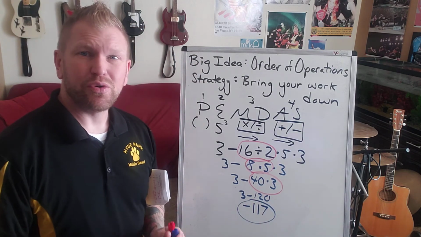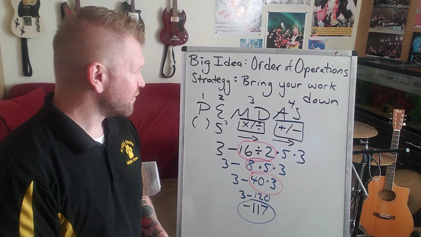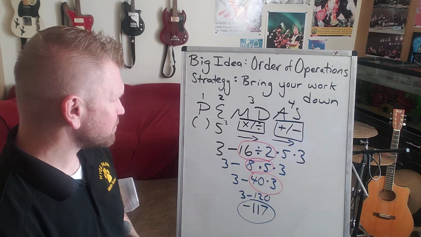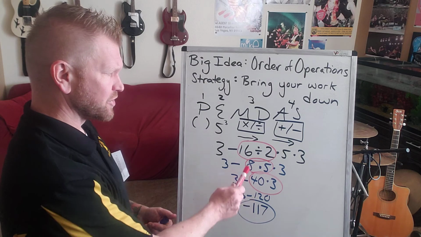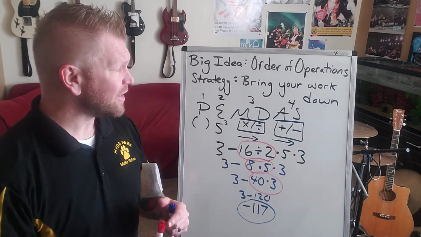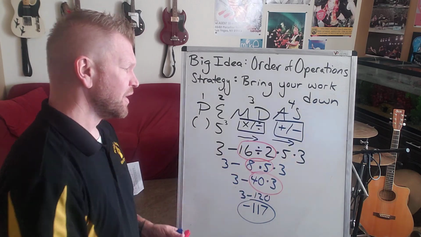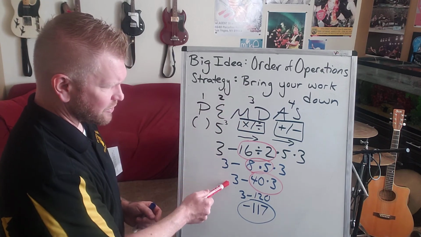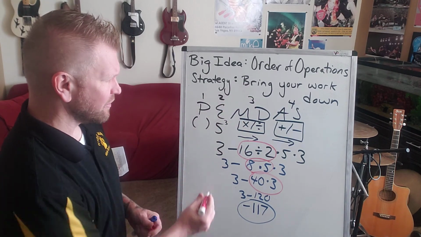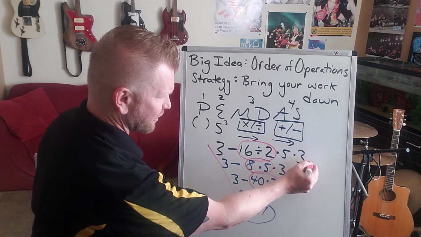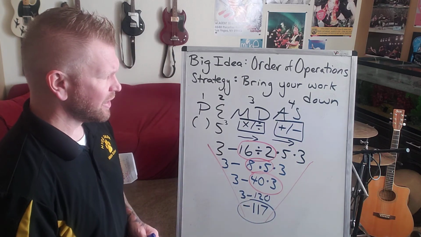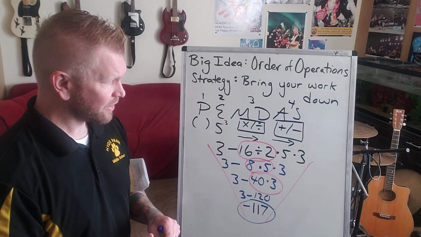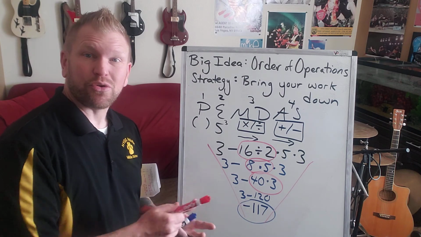So again, in the question we had to answer for the test, it was just, what is the first step? The first step is 16 divided by 2. But if you had to actually get the answer to the whole problem, we want to practice this strategy of bringing your work down step by step like this. It kind of looks like a triangle as the work comes down. It gets a little bit shorter and shorter every time until you're left with the answer. All right, so that's order of operations.